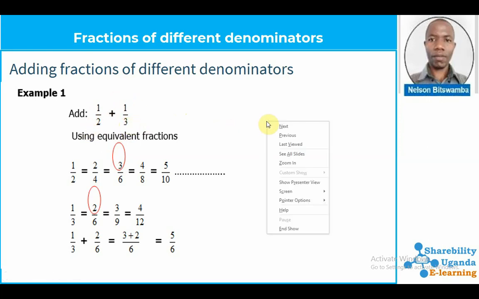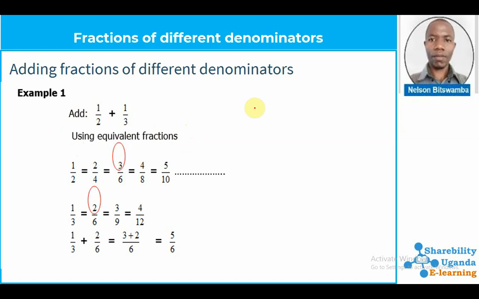We have very many methods that we shall use, and in each of these methods everyone shall be able to see which one is simple for them. Let's get started. Here we are going to use one method called using equivalent fractions. Last time we talked about equivalent fractions, and we learned how we can get an equivalent fraction. Now we are going to use equivalent fractions to solve these fractions.